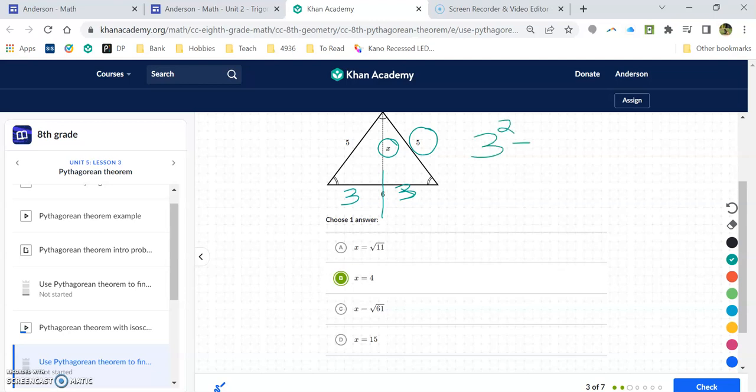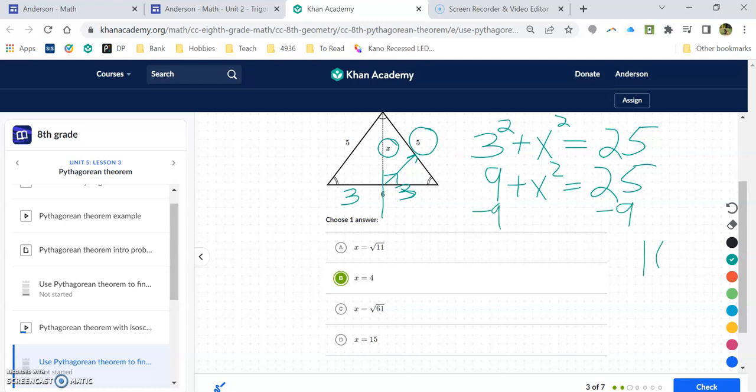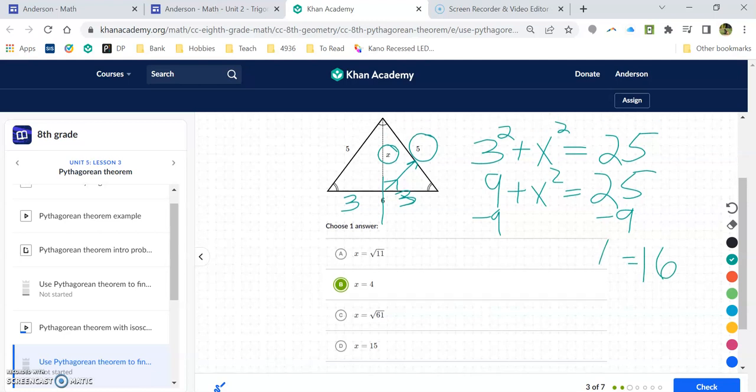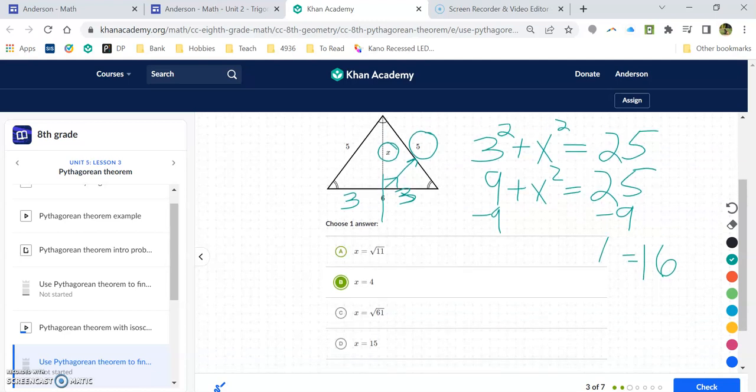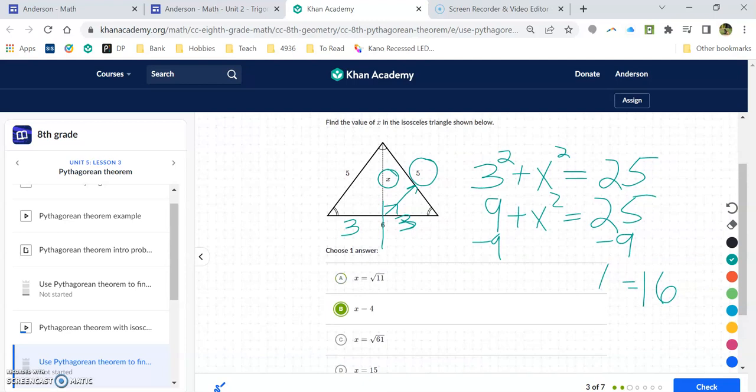3 squared plus our b is x squared. We know our c is 5. That's our right angle. I just squared it back. So 5 squared is 25. I'm jumping a step. 9 plus x squared equals 25. We're going to subtract the 9. 25 minus 9 is 16 equals x squared. Run out of space, sorry. So x squared equals 16. Square root both sides, we get 4.